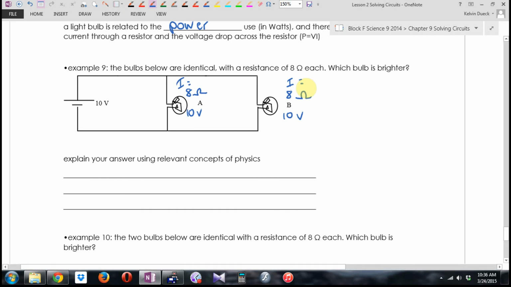You get 1.2 amps? No, it should be even. 10 divided by 8 is 1.2 even, is it not? 2.5? Oh, 1.25? Good gosh. You're on spring break still.